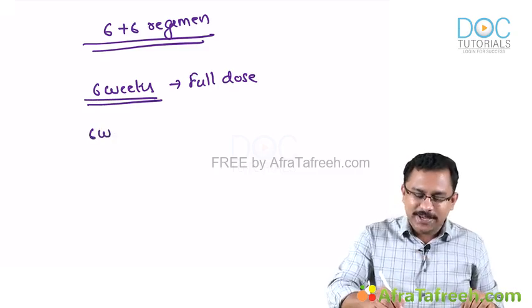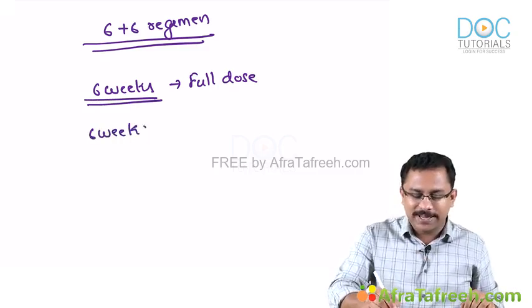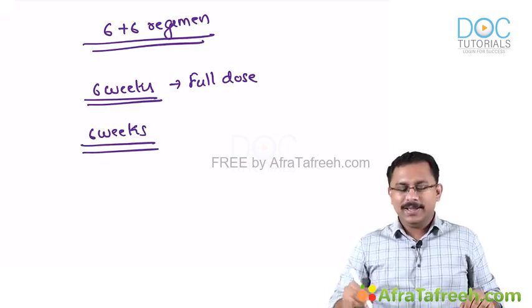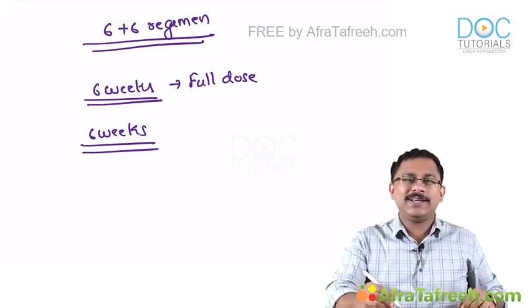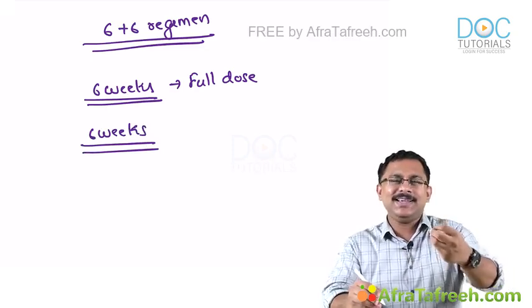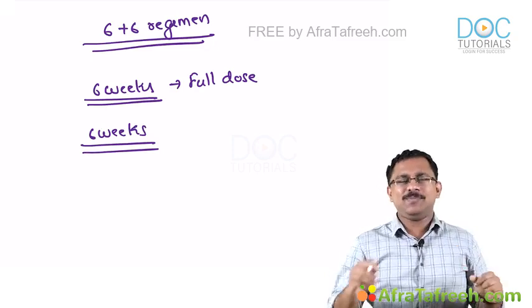And for the next 6 weeks, what you will do is go for tapering. If it is children, instead of the 2 mg per kg, you will make it 1.5 mg per kg.